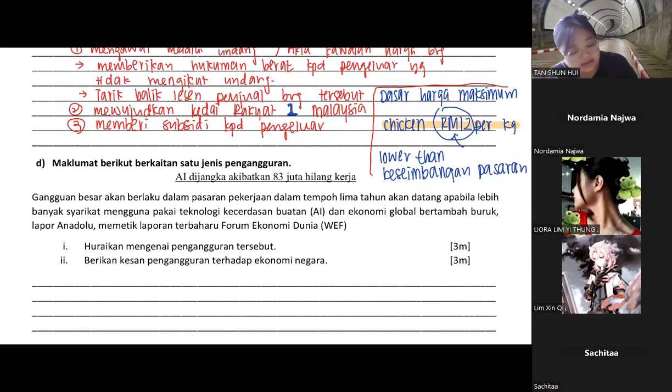This one. Huraikan mengenai pengangguran tersebut. Kesan pengangguran. So they say, gangguan besar akan berlaku dalam pasaran pekerja dalam tempoh 5 tahun yang akan datang. Lebih banyak syarikat mengguna pakai teknologi AI, kecerdasan buatan. Okay, artificial intelligence, right? And the global economy gets worse. So what happened? You see the keyword. They say AI dijangka akan menyebabkan 83 juta hilang kerja.